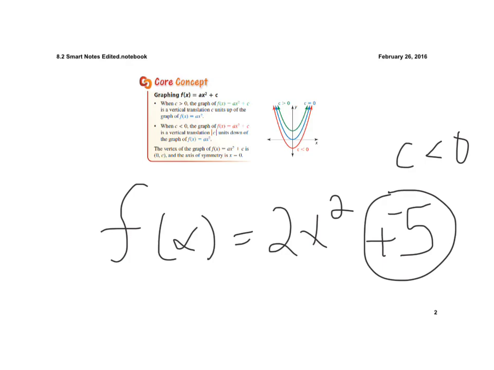Again, the vertex of a graph in the form f of x equals a times x squared plus c is just the point (0, c), because we haven't shifted the graph left or right. So the vertex still has the x-coordinate of 0, but the y-coordinate would be c.